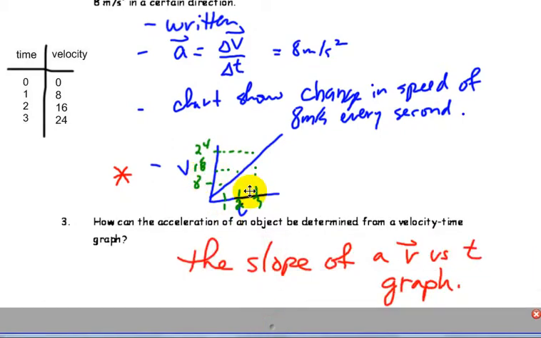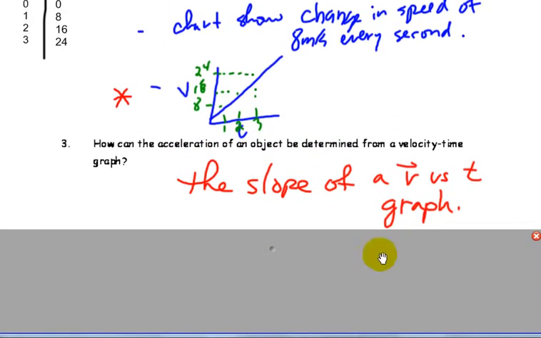And of course, similarly with the position time graph, the slope gives velocity. With the velocity time graph, the slope gives acceleration. So the slope of a VT graph.